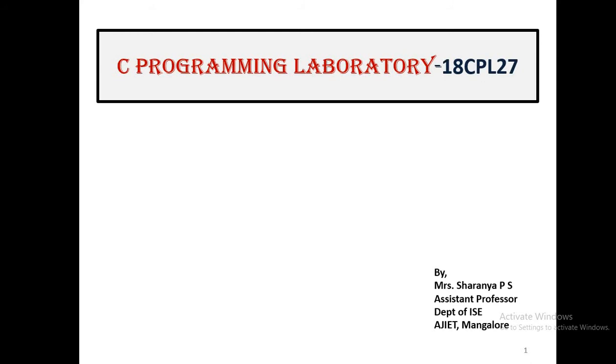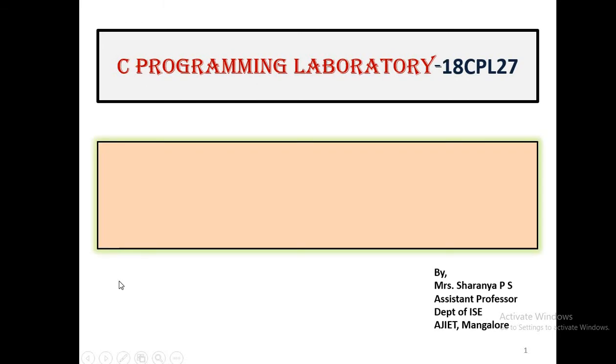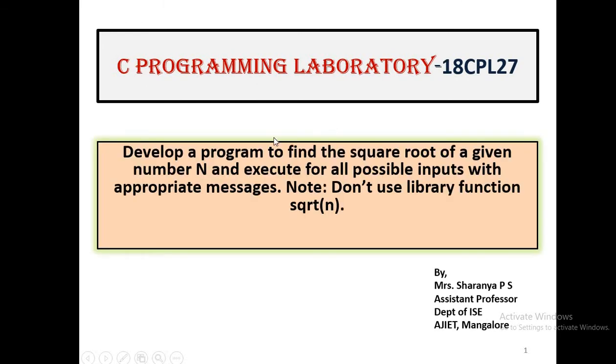In this video lecture, I will be dealing with a C Programming Laboratory program to develop a program to find the square root of a given number n and execute it for all possible inputs with appropriate messages. Here, one major condition is that we should not use any library function to find the square root, that is, sqrt of n should not be used in the program.